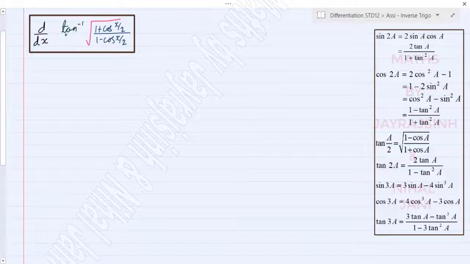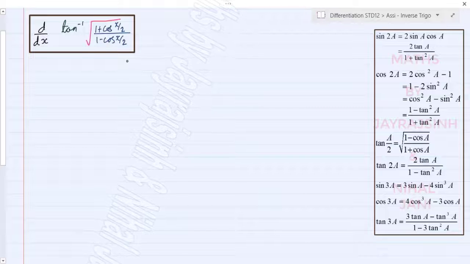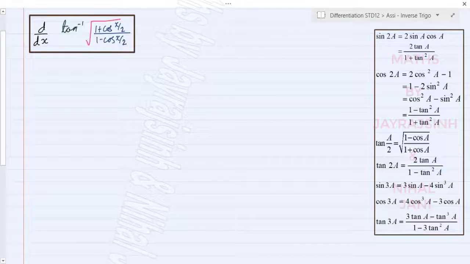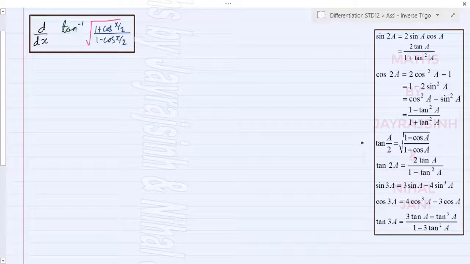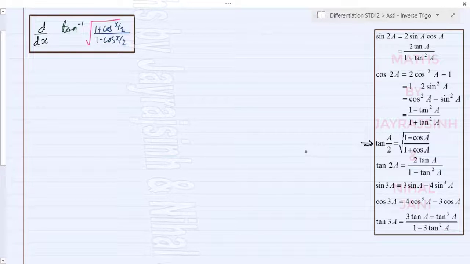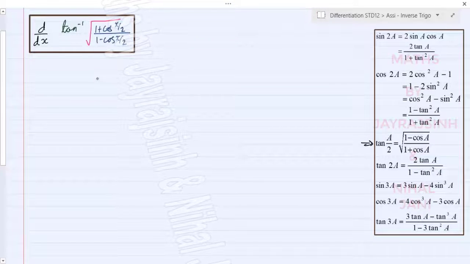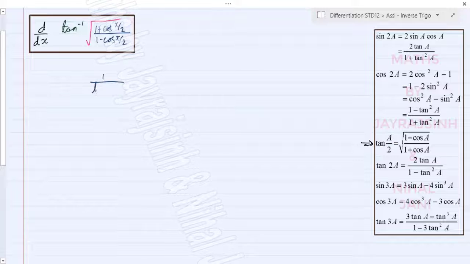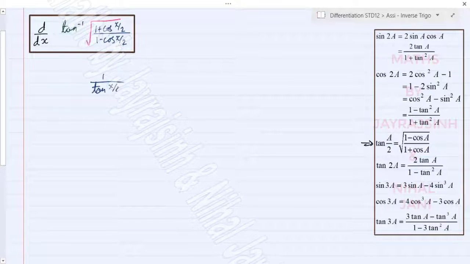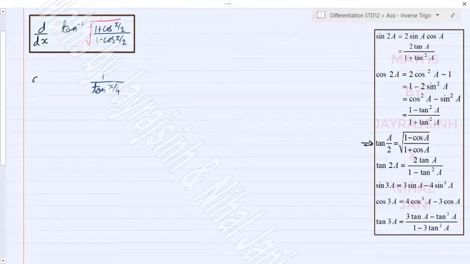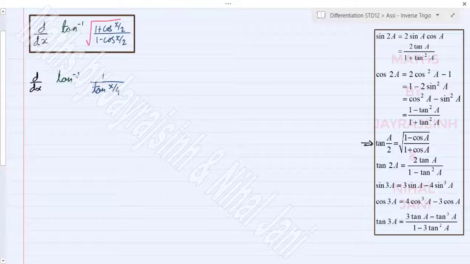Here we have to differentiate tan inverse under root of 1 plus cos x by 2 upon 1 minus cos x by 2. So first of all, let's simplify this term and then differentiate. Let's use the formula of tan a by 2. Under root of 1 plus cos x by 2 and 1 minus cos x by 2 can be converted into 1 upon tan of the half angle, or we can say x by 4, and this d by dx and tan inverse will be as it is.